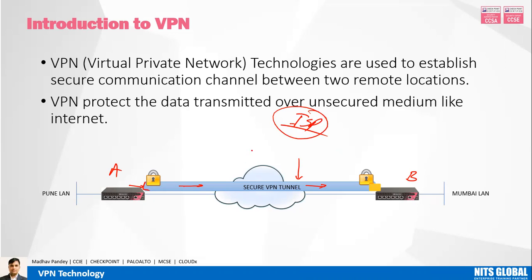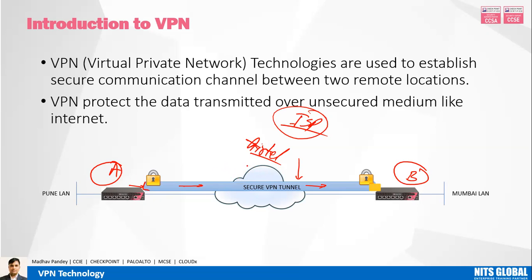If I want to go for MPLS, then my Pune location and my Mumbai location should both have the same ISP. For example, Airtel. Both the locations should have Airtel present. Then only I can have this. Similarly for Frame Relay and the like.